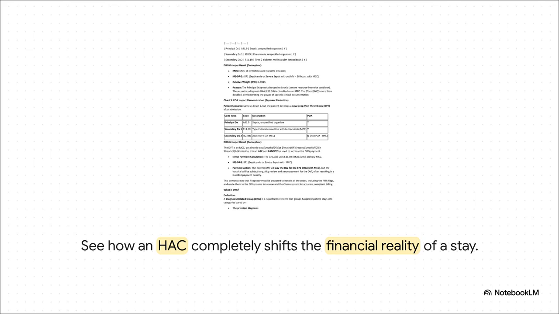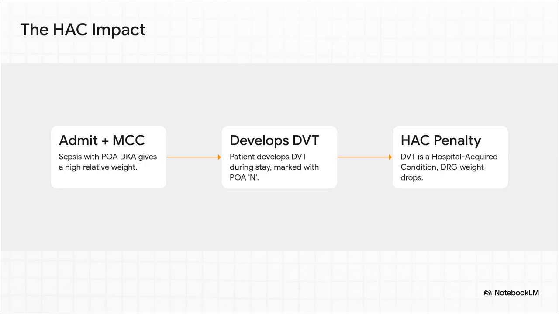Let's actually look at a real-world scenario here. This is a perfect example of how specific documentation and POA logic completely shift the financial reality for a facility. Imagine a patient is admitted for sepsis. Now, they also have diabetic ketoacidosis that was present on admission. That DKA acts as a major complication, so the relative weight is high, let's say 1.9015. Great. But what if that exact same patient develops a deep vein thrombosis, a DVT, 2 days into their stay?